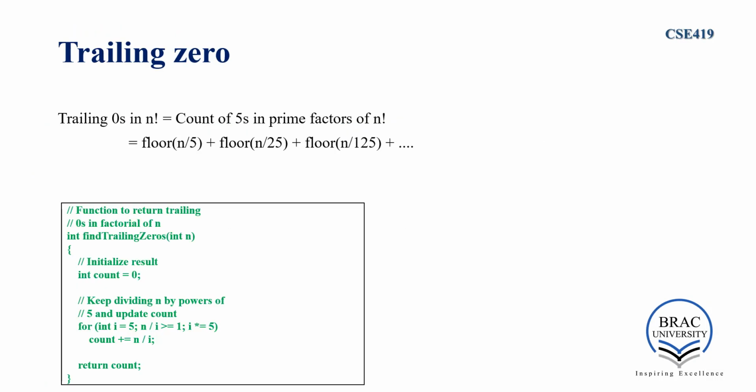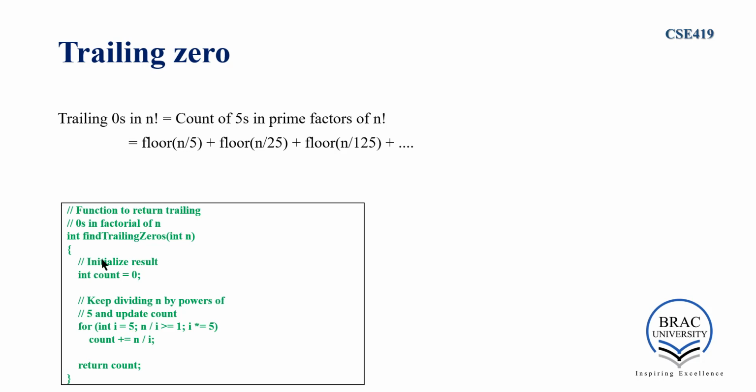Here you can see the explanation I have already given. I am showing you the code: you keep dividing n by powers of 5 and update the count until n divided by i is greater than or equal to 1. That means n divided by 25 is at least 1, right? But n divided by 125 is not. So this loop will stop when the value of i is 125. So don't worry about the loop problem.